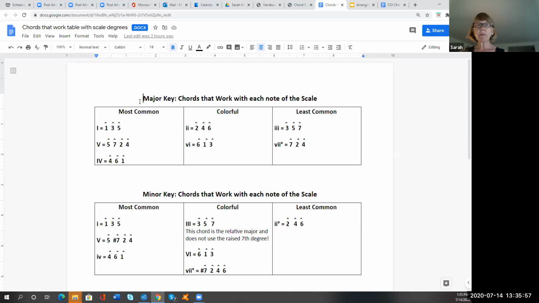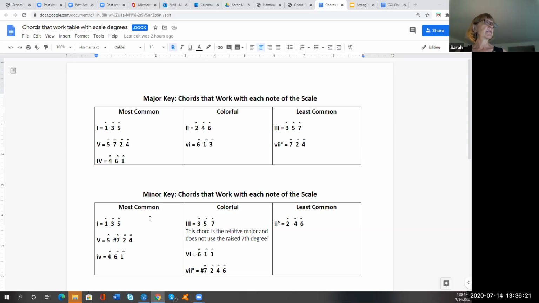That doesn't mean they're the most interesting. They're just the most common. You need to use other ones to keep things interesting. The colorful chords are 2 and 6, and the least common by far in major is the 3. The diminished 7, that triad in major is also pretty rare.